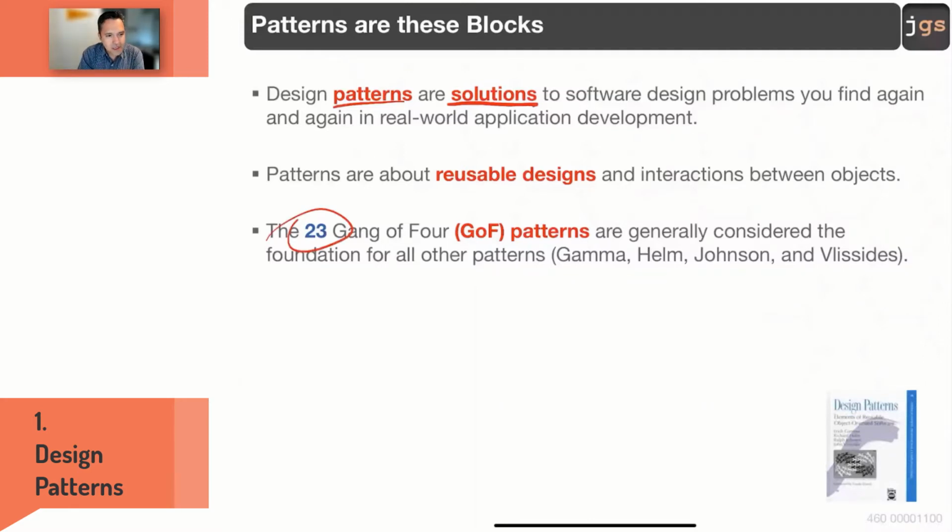Those 23, the basic ones, usually if you search for them, are going to be labeled the Gang of Four patterns or the GOF patterns. Gang of Four. Yeah, there are four people that proposed those patterns. So the Gang of Four, the four friends, something like that.